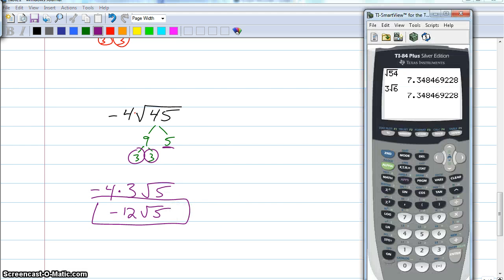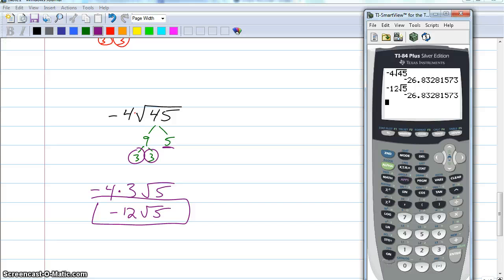Again, if you need to check yourself, hopefully your calculator works. There we go. So if you put in -4 times the square root of 45, you get that grossness. And then we got -12 times the square root of 5. The same grossness. So we know that we're right.